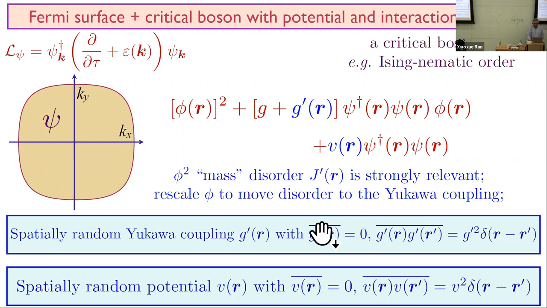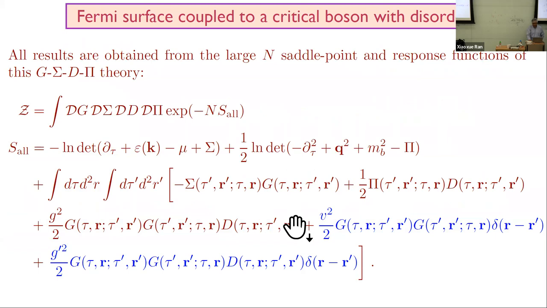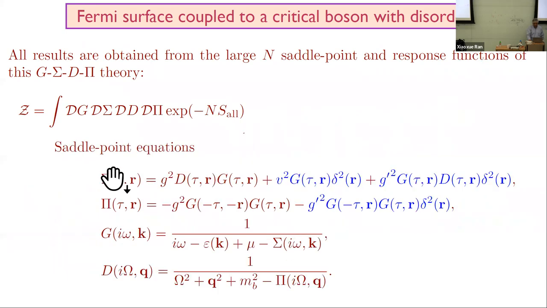All right, so the way we proceed is, again, take our G sigma theory and add in another term from G prime by the same rules, look at the saddle point equations. Here they are. And now there's just two additional terms here.